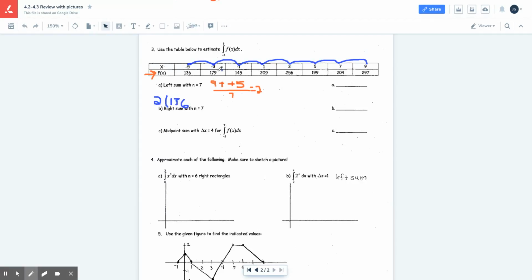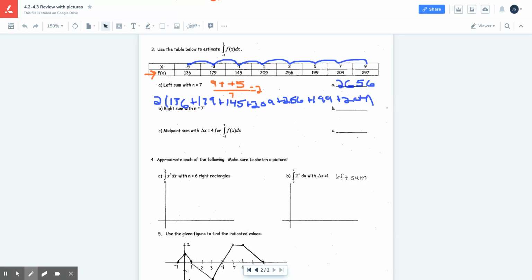136. The next one is these two, but we pick 179. So since these are spaced out every 2, we're actually going to use every single one of these values except for the last one. So 179 plus 145 plus 209 plus 256 plus 199 plus 204. And then you would add all those numbers up, multiply by 2, and the answer is 2,656.